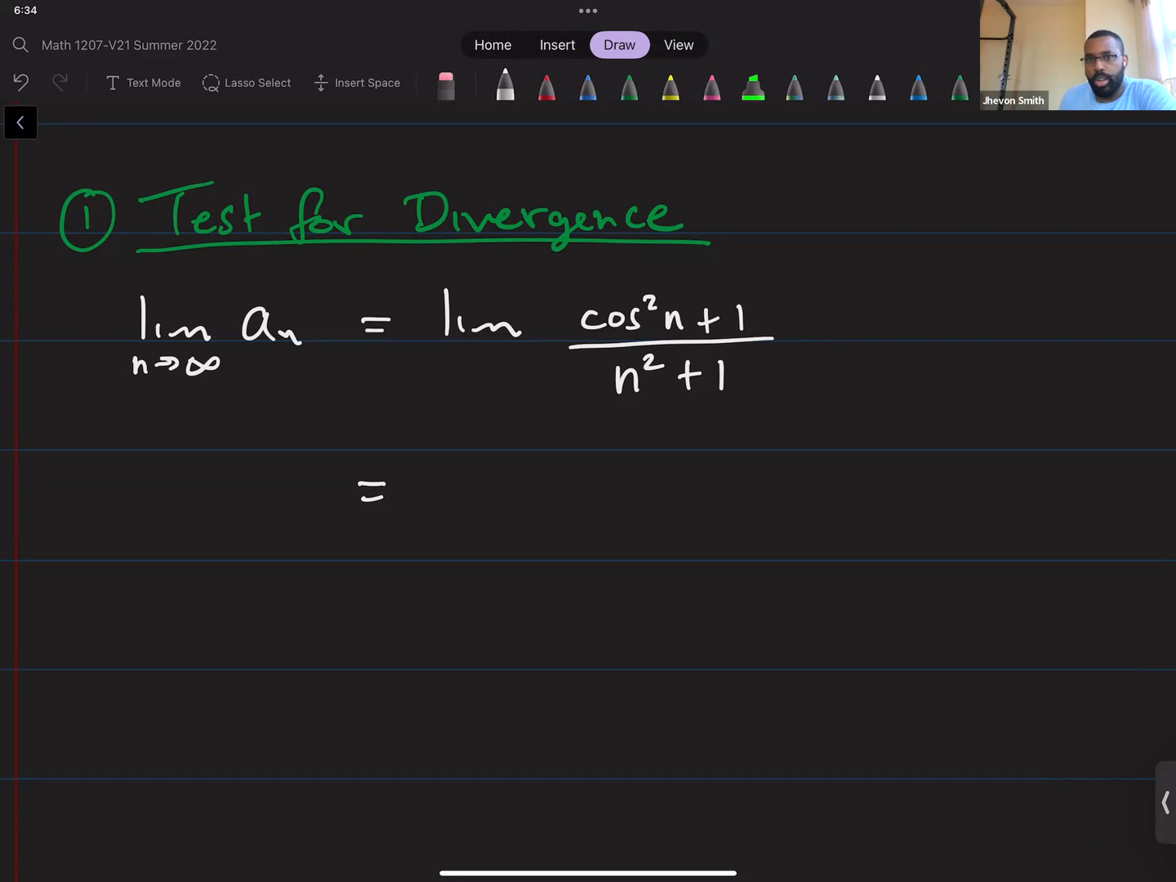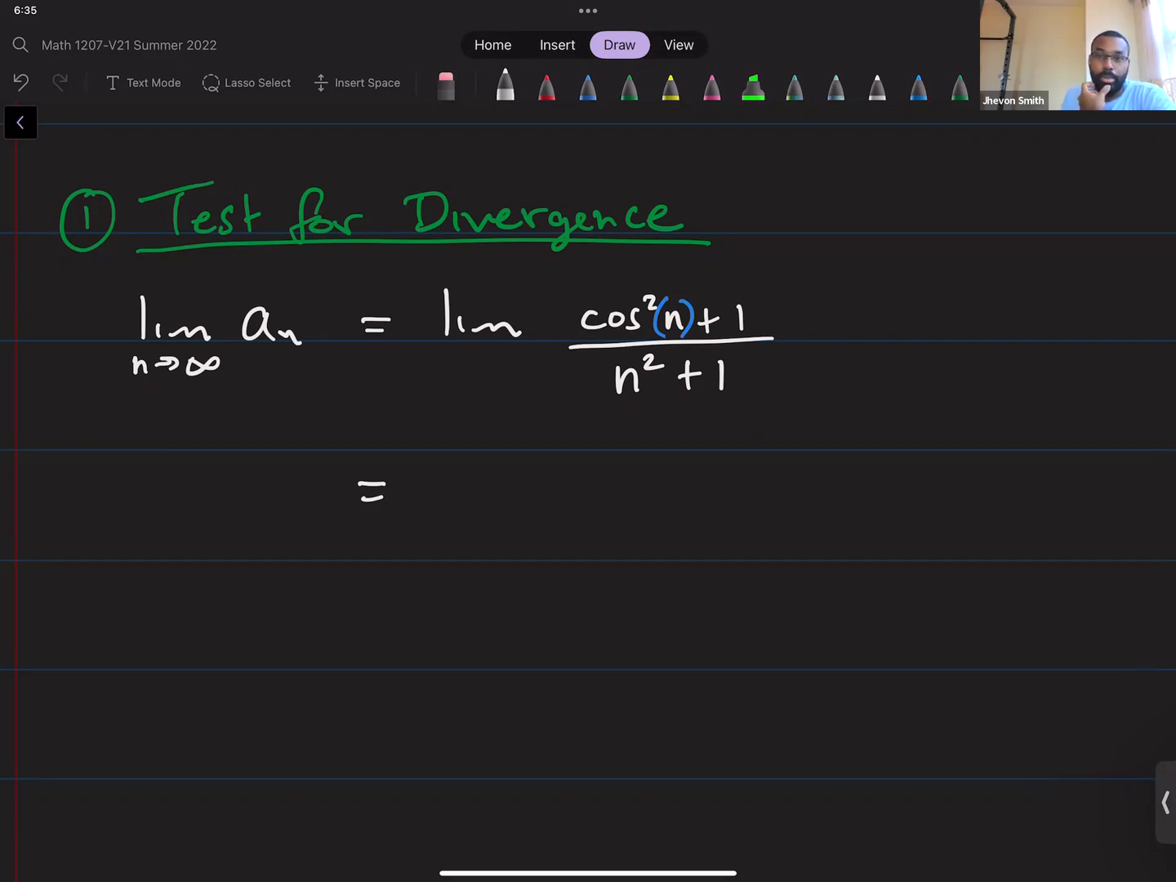What's the biggest the numerator can be? Let me ask that. 1. No. Oh, by the way, make sure you're reading the notation correctly. That's the only thing that's in the cosine. Right? So the 1 is not in the cosine. So what's the biggest the numerator can be? 2. That's the biggest, right?